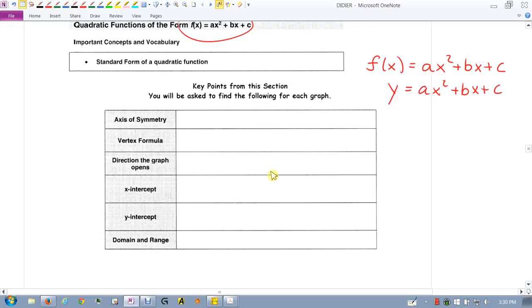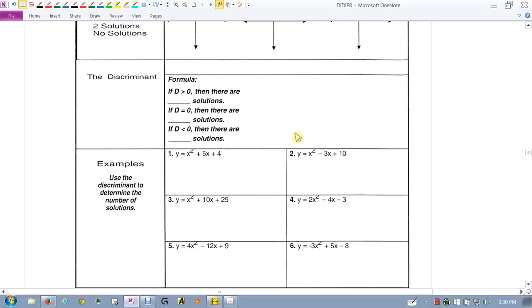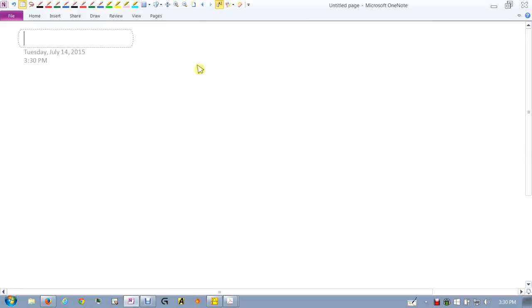So for each of the problems that we're going to do from here on out, we're going to be asked to graph this quadratic function. These are the things that you'll be asked to find for each of the quadratic functions we graph: something called the axis of symmetry, the vertex, the direction the graph opens, the x-intercepts, the y-intercept, and the domain and range. So I think the best way to get started with this is to get me to a new page so I can introduce this a different way than they do.